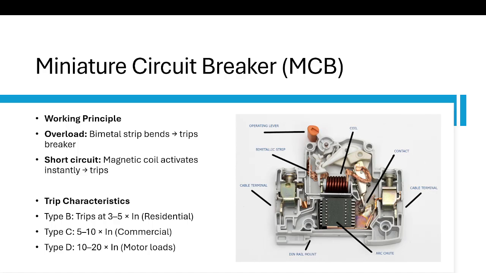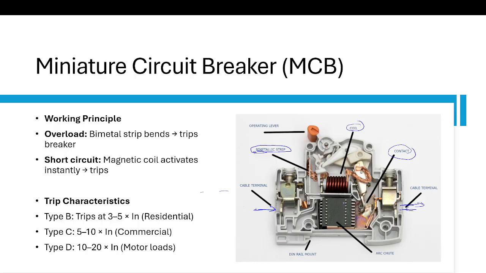Now, what is the working principle? You can see there is a bimetallic strip here. Next to it, you can see this is a magnetic coil. This is the contact, and this is a cable terminal. This is out, and this is in. So you connect the cable at this spot.